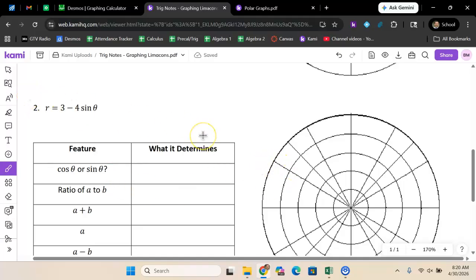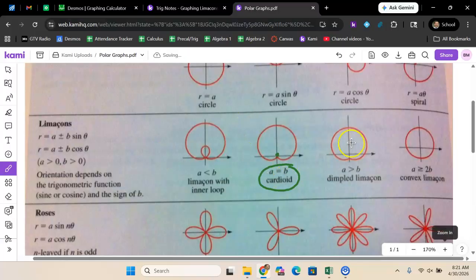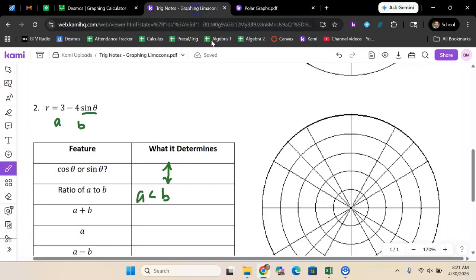We also have sine. Okay, so this time it's sine. The orientation is going to be vertical. Ratio of a to b. So a is 3 and b is 4. So we have a is less than b. If a is less than b, we've got this scenario. We're going to have an inner loop. Okay, and we'll see how we get that inner loop.